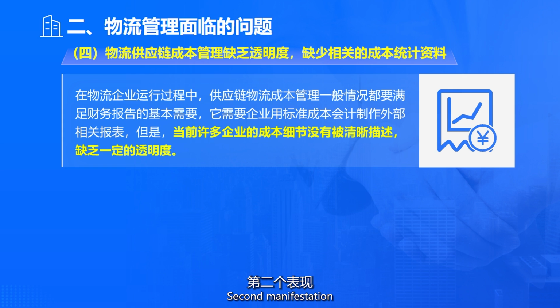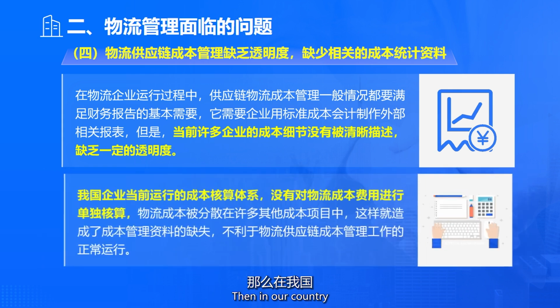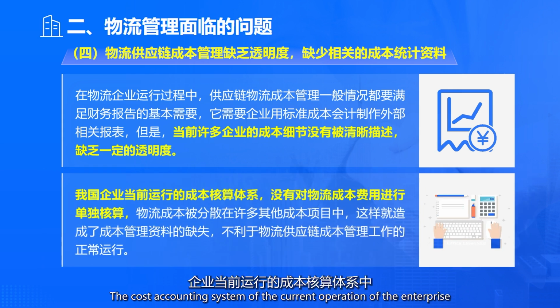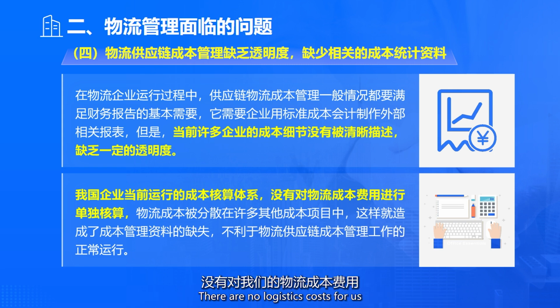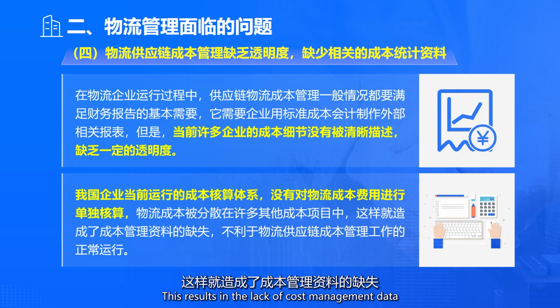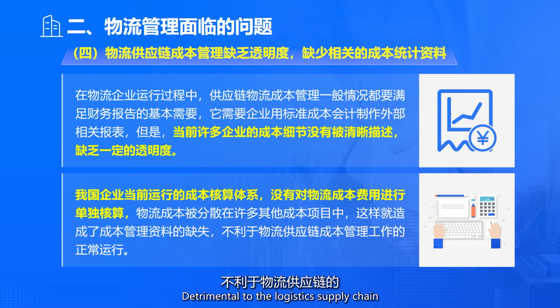Second manifestation. In our country, in the cost accounting system of the current operation of the enterprise, there are no logistics costs for separate accounting. So logistics costs are scattered among many other cost items. This results in the lack of cost management data, which is detrimental to the logistics supply chain and the normal operation of cost management.